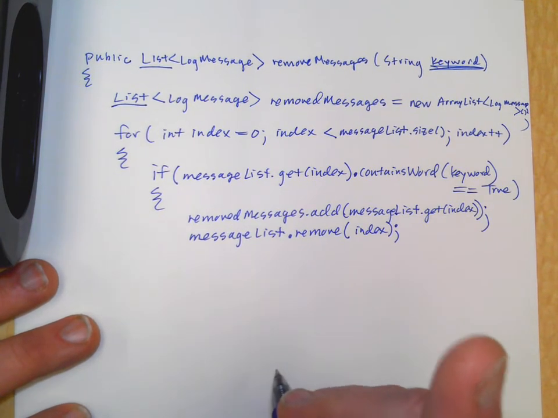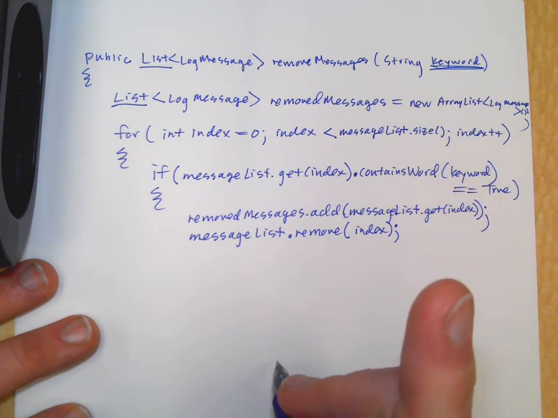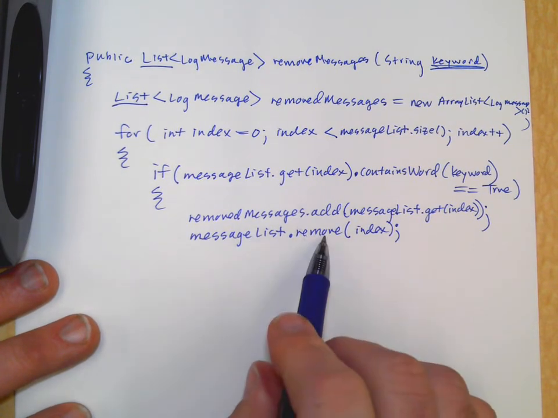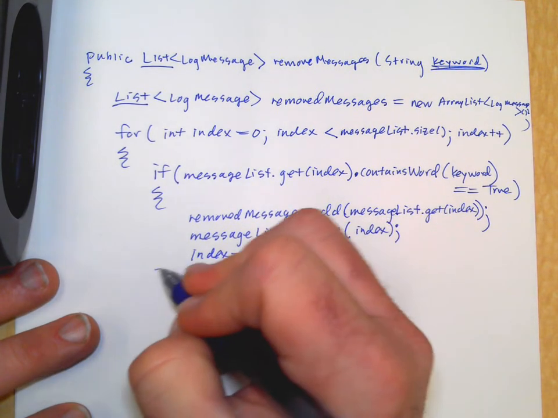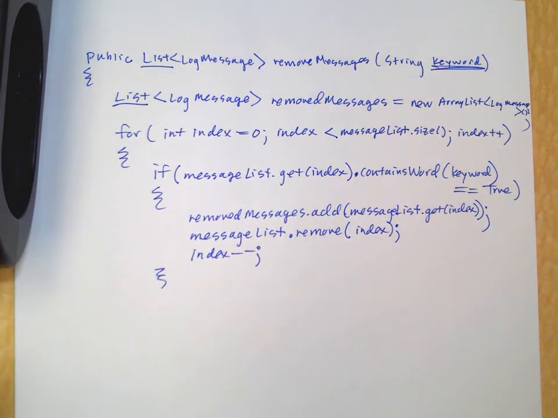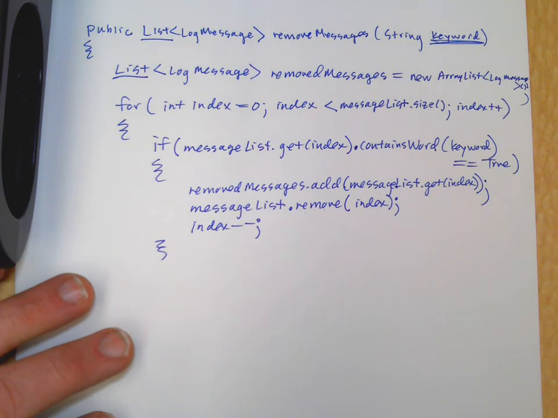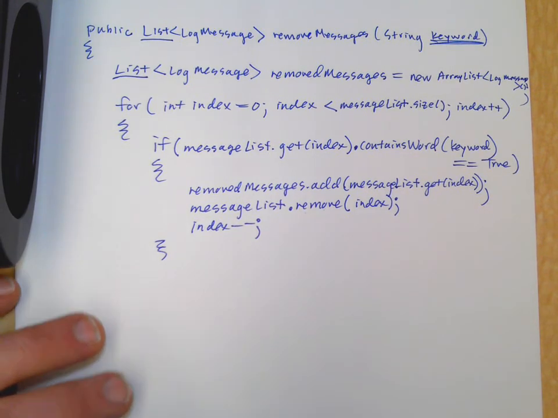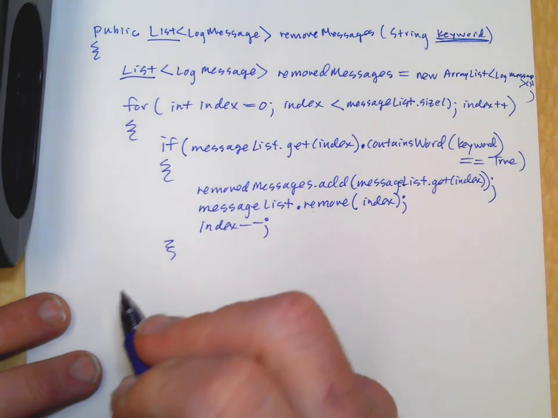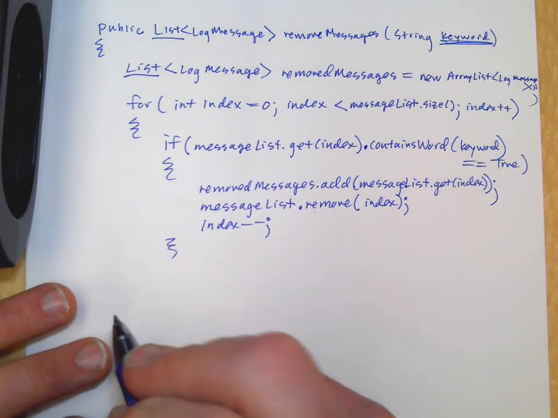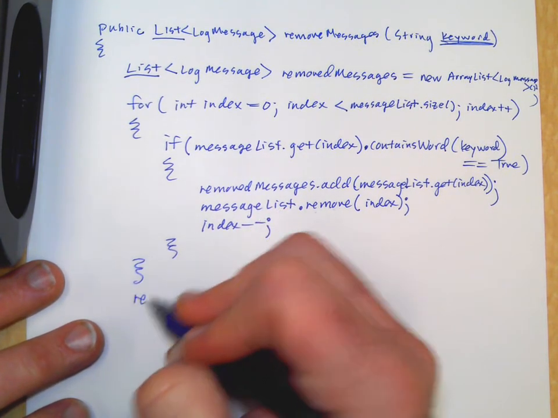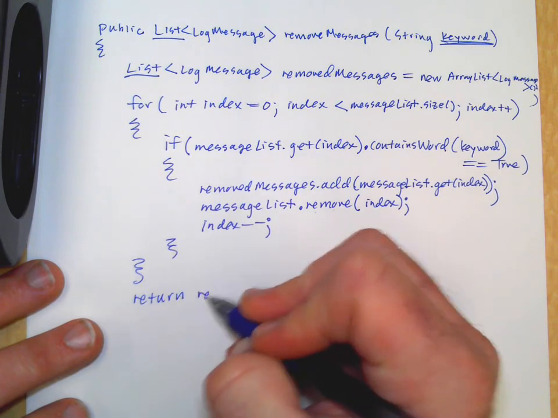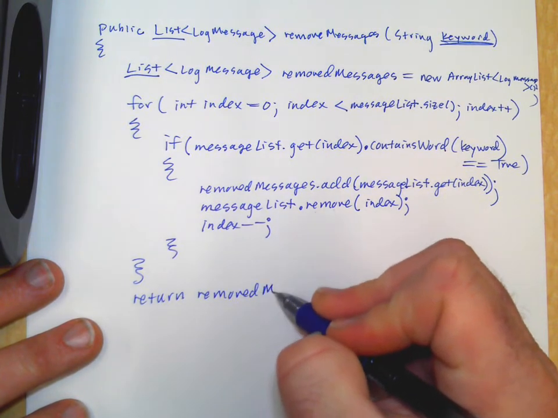Now here's something you got to watch out for, that you guys remember the issue. If you remove something, I think we need to do index minus minus, right? Don't we have to do index minus minus? I think we have to, because otherwise, if there's two in a row that are good, we're going to miss it. We're going to skip it. I think the first time I did this many years ago, I was really frustrated, and that might have been my thing. Now, after you've gone through the whole thing, you want to make sure you return this new array list, removed messages.